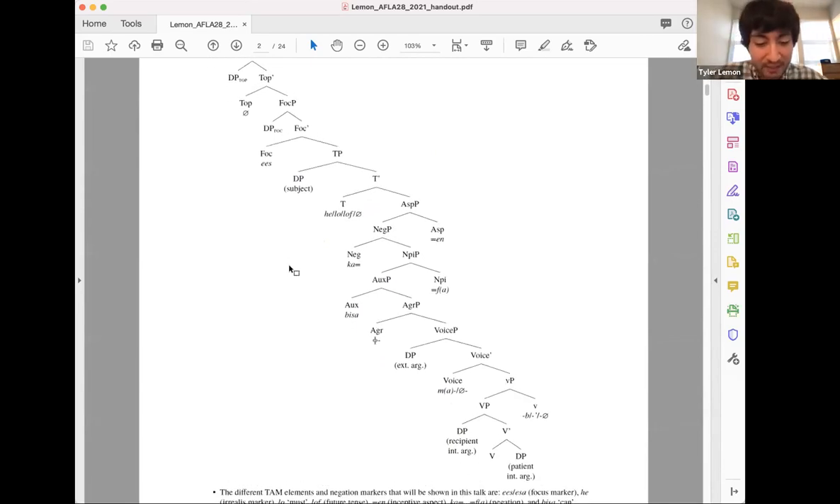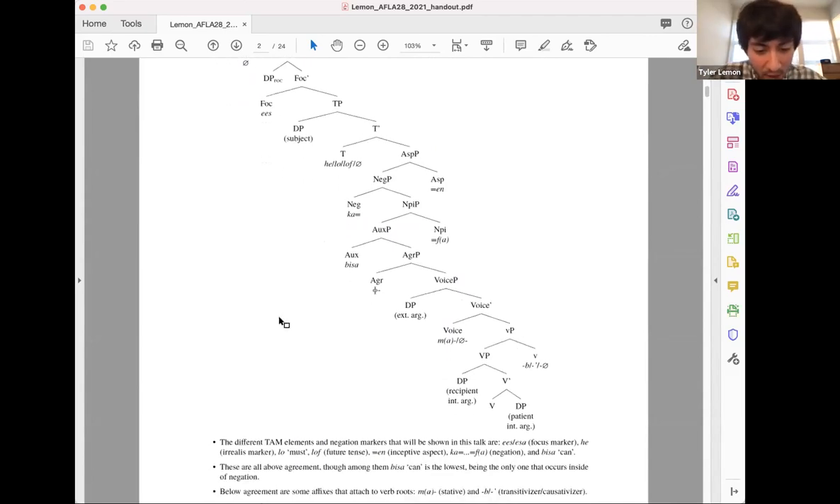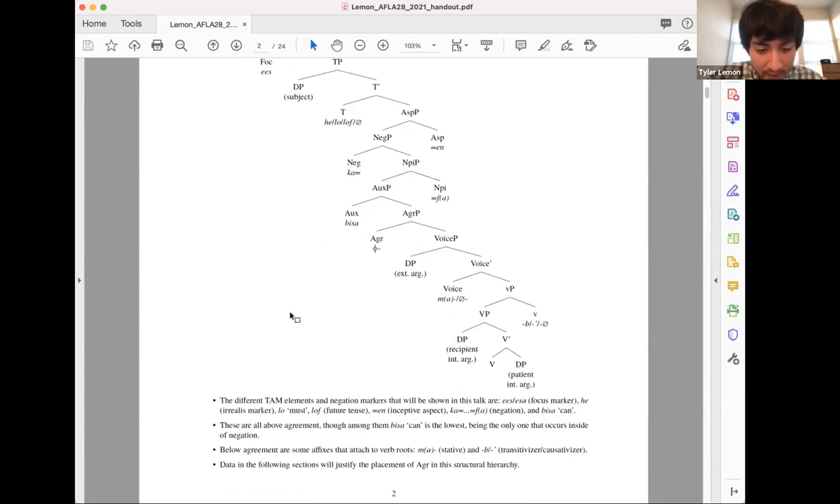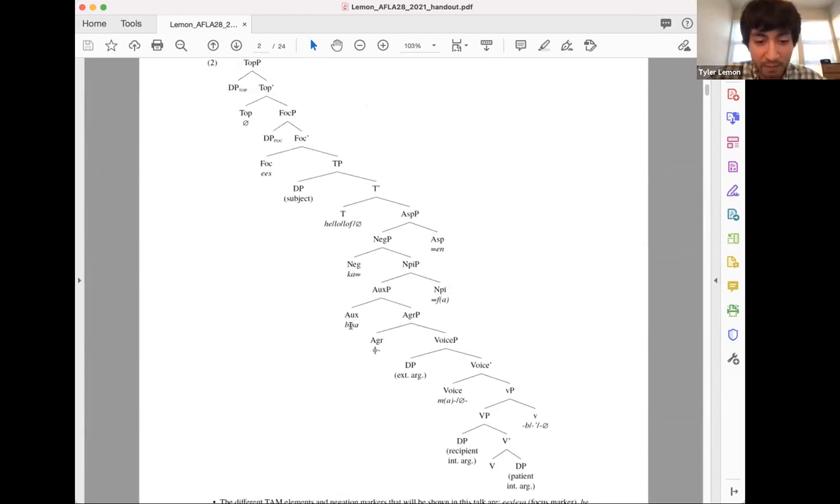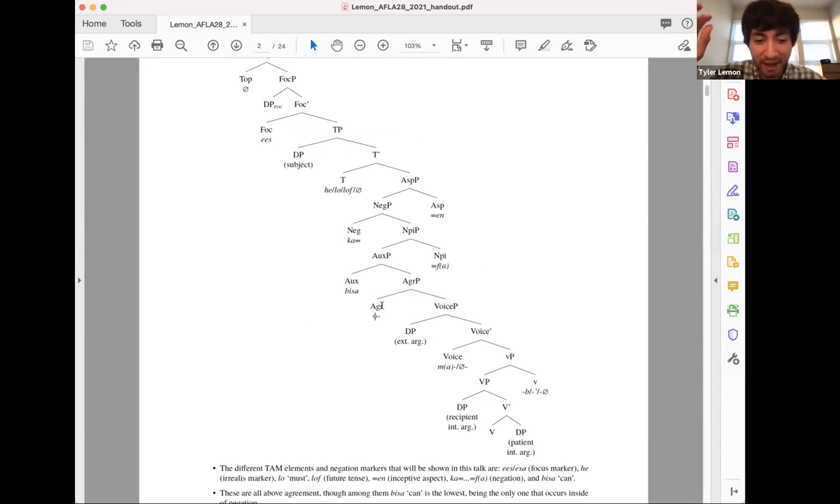So there are different TAM elements that I'm going to focus on today. So essa, a focus marker, he, an irrealis marker, lo, which means must, lof, which marks future tense, and one which marks inceptive aspect, ka, fa for negation, and bisa, which means can. These are all above agreement, but I'll show that bisa is the lowest, being the only one that occurs below negation. There are also some verbal affixes that attach to verb roots, stative ma, and 2 suffixes ba and glottal stop that transitivize or causativize verbs. And in following sections, I will justify the placement of Agr in this specific location in the hierarchy.